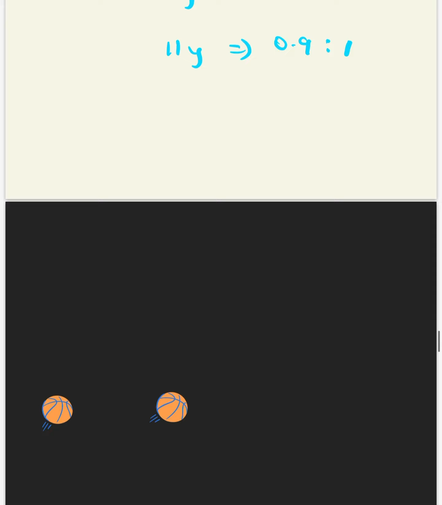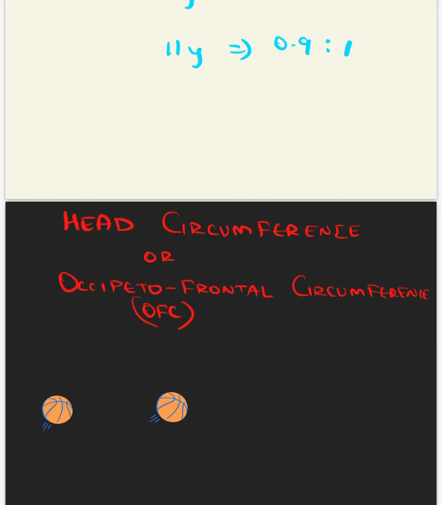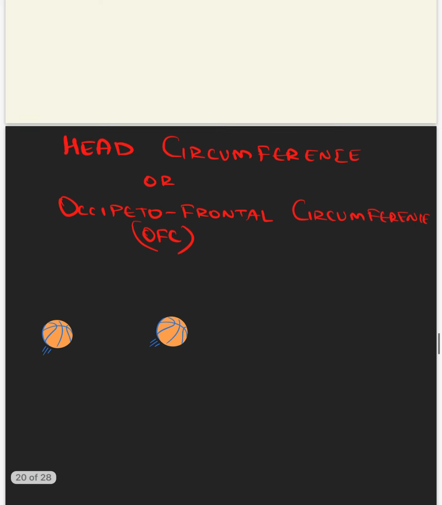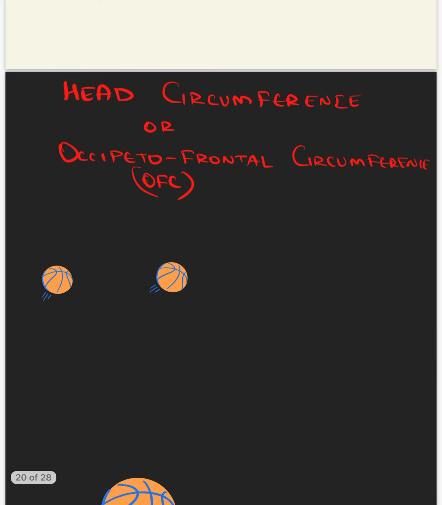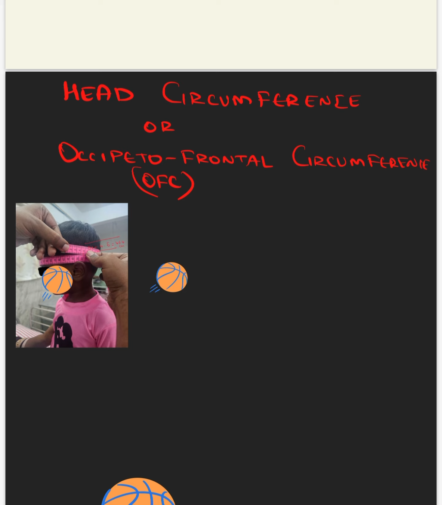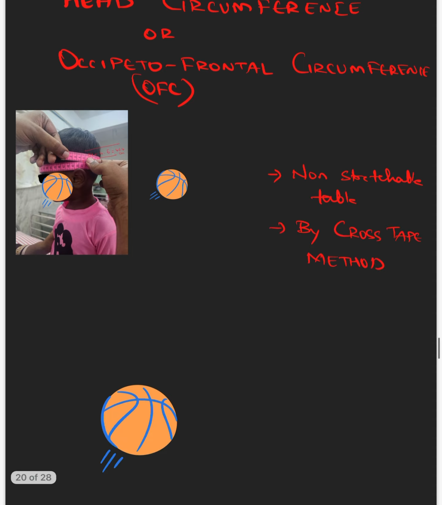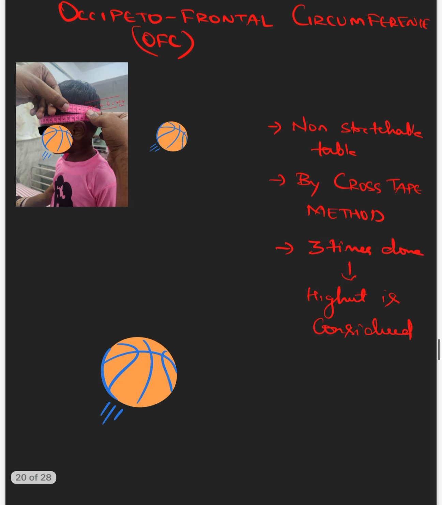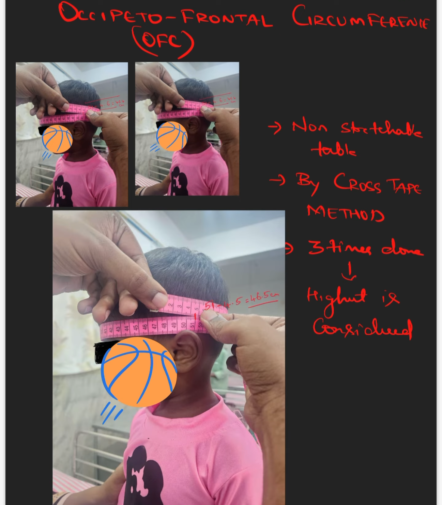Then we go for the next anthropometry measurement, that is head circumference or occipitofrontal circumference. How do we measure? By the cross-tape method, using a non-stretchable tape, not a tailor's tape. We measure 3 times and we consider the highest head circumference, not the mean head circumference.